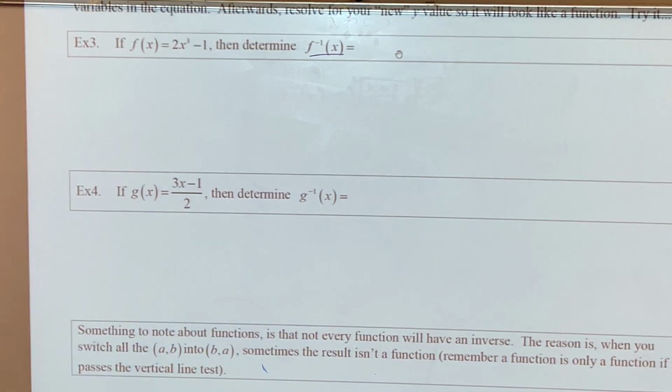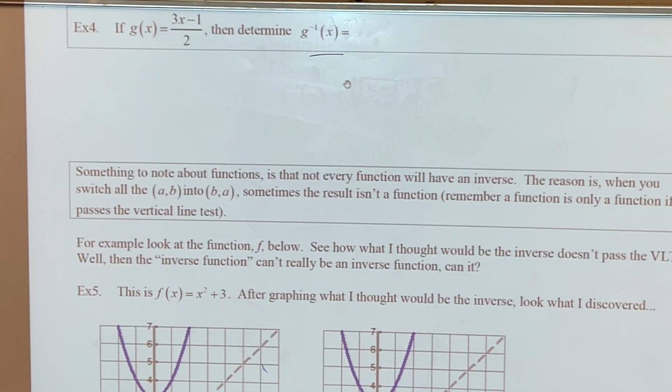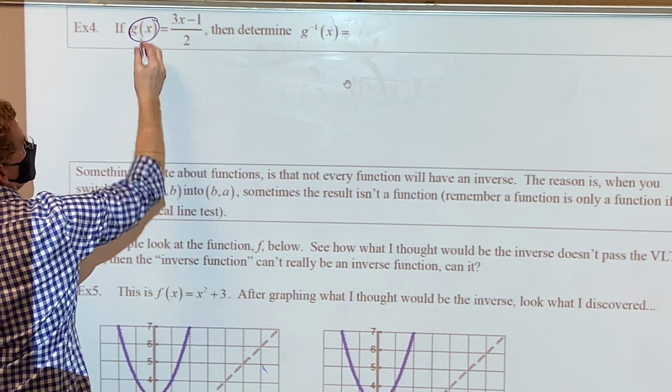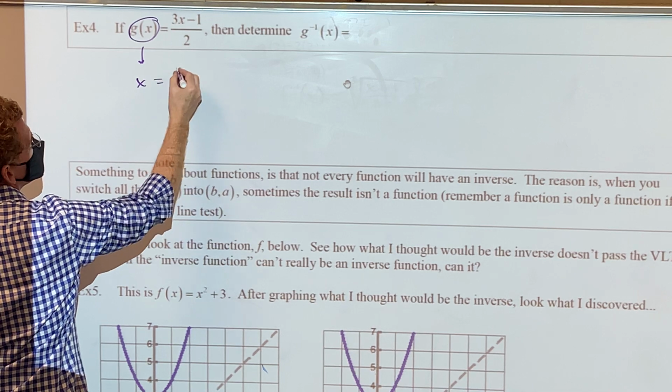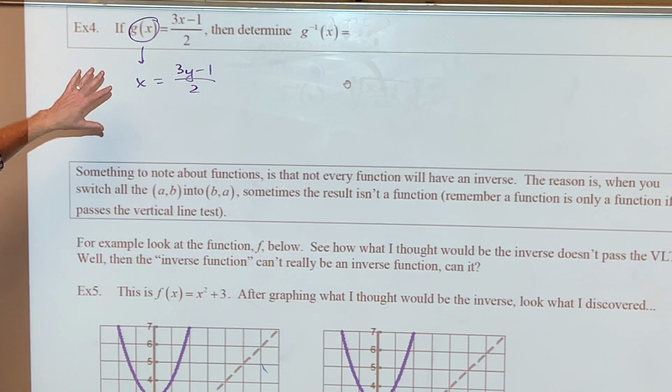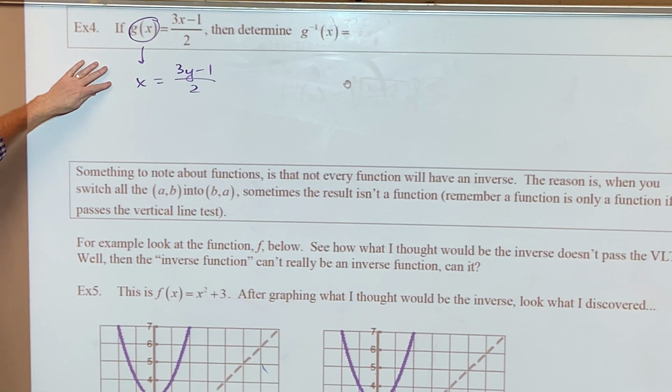First, find the inverse. So how would you do that for this? X equals 3y. Yeah, that's a y, so that becomes an x. 3y minus 1 over 2. And that's technically the inverse relationship right there. But we want to make it pretty. So how do I pretty it up?